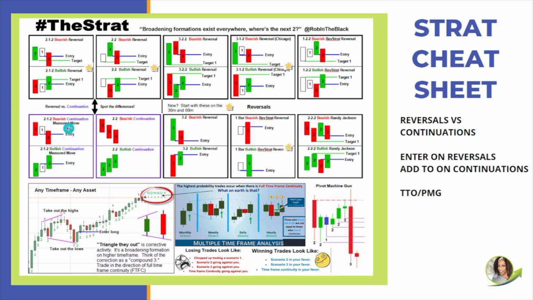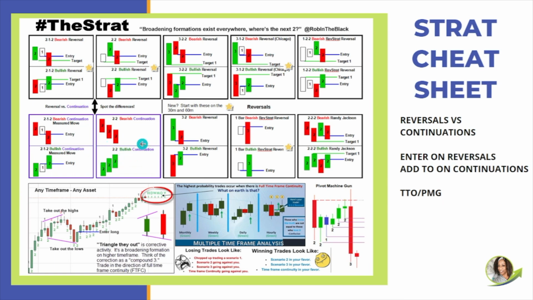So a continuation, where you add to your position, basically you have a 2 down, a 1 resting bar, and then your entry to add to it would be a break of the inside bar to the downside as a continuation in the move in the direction that you're already in. Same thing from the bullish direction. You have your resting bar, you want entry at the break of that inside bar to the upside.